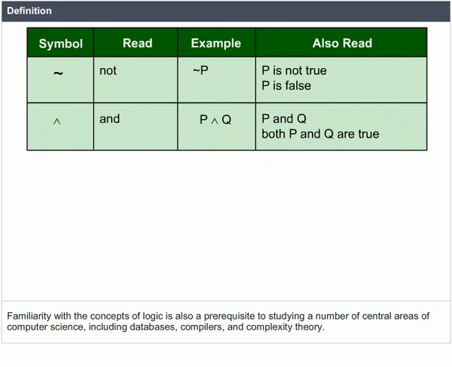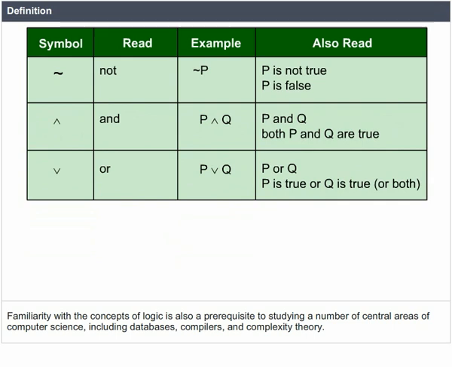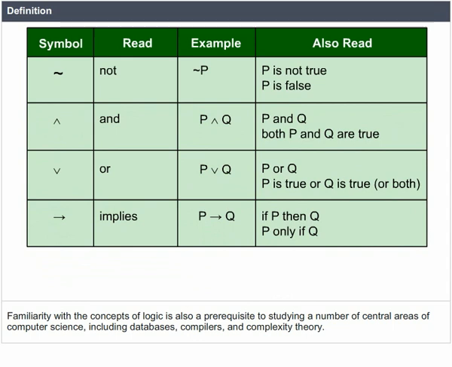Second row, we read the symbol as and. Example, P and Q. We read it as both P and Q are true. We read the symbol as or. Example, P or Q. We read it as P is true or Q is true, or both. We read the symbol as implies. Example, P implies Q. We read it as if P, then Q.